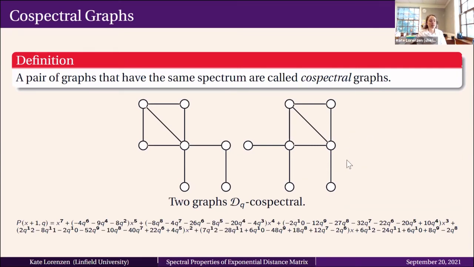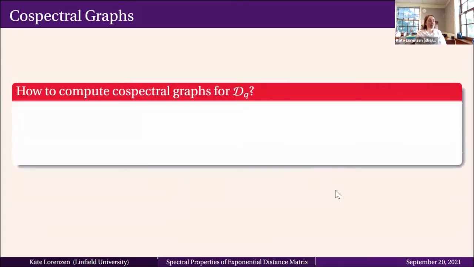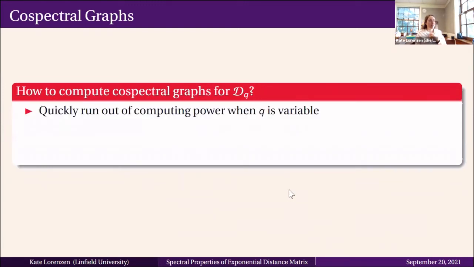So if we wanted to find more examples, you might be saying, let's just compute all of the characteristic polynomials in terms of a variable Q and see which ones were equal to each other. But that's actually not really how we went about computing our cospectral graphs, because you quickly run out of computing power if you leave Q as a variable.